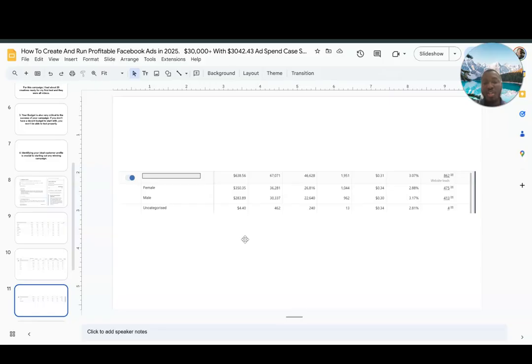And then you want to know male or female. So for this campaign, it's a bit balanced out.